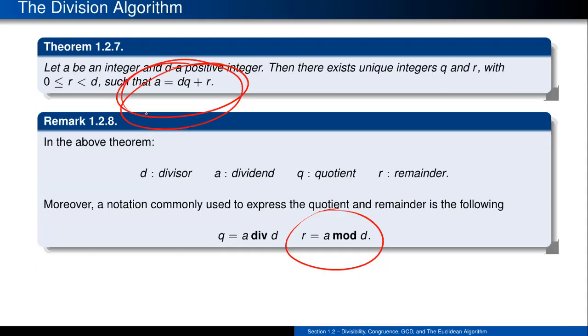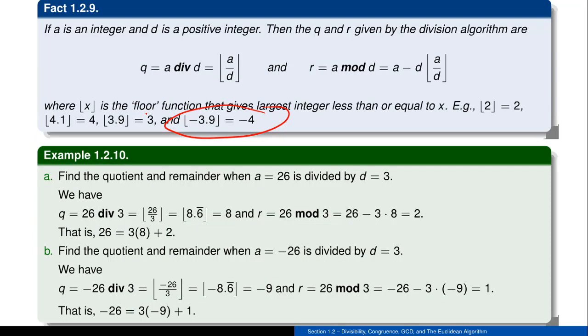What ends up happening is that if you replace this a over d floored into this expression that we have right here and solve for r, we actually get a representation for what this modulus is supposed to be. You take the original number a, you subtract off this divisor d multiplied by this new little fancy quotient. So it's kind of a test to see what's going on.